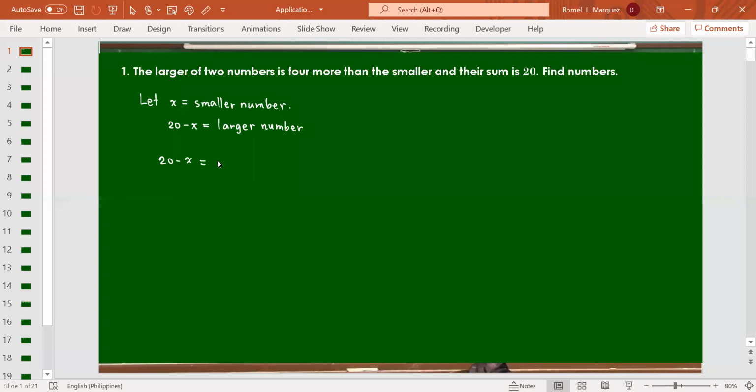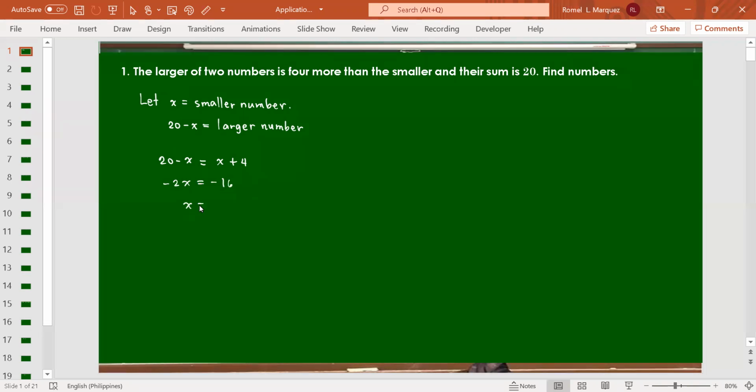The larger of the two is 4 more than the smaller. What is the smaller? x. 4 more. Okay, guys? So we now have negative 2x is equal to negative 16.